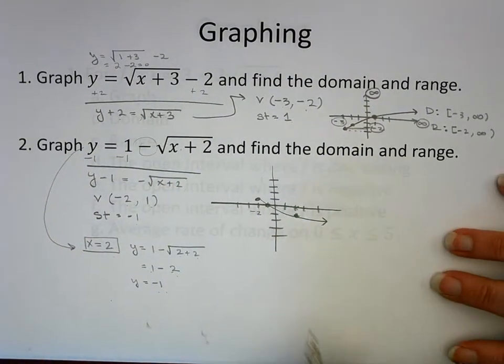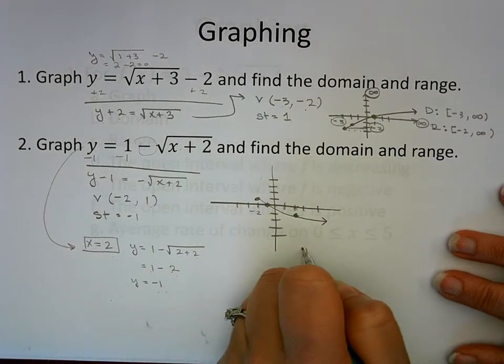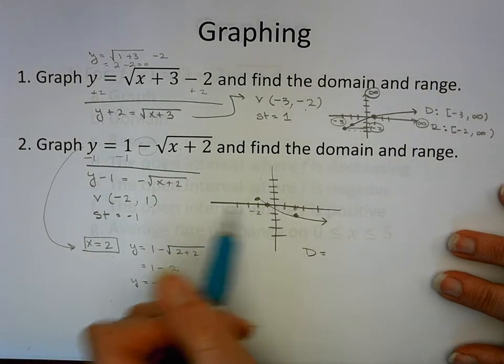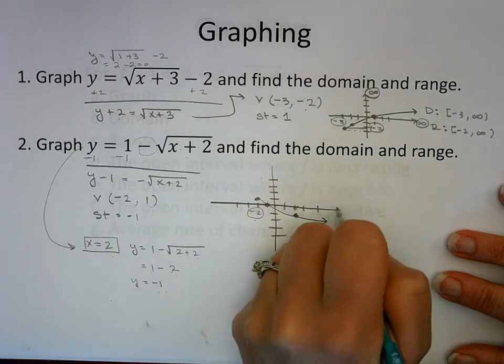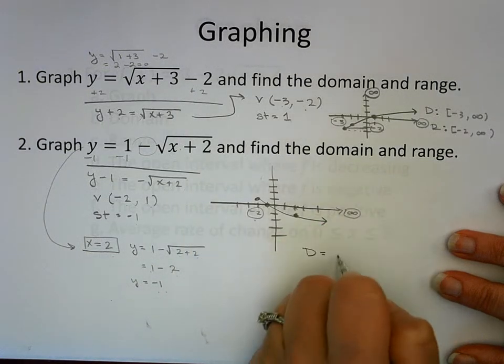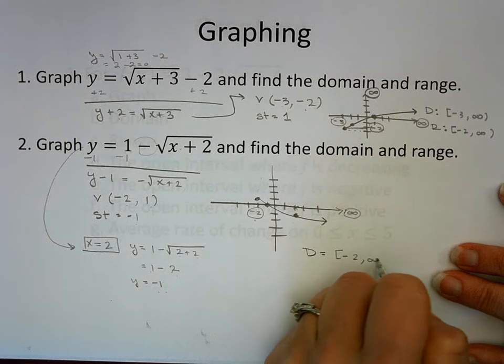So domain and range. So how far left I go? So I go to the left, -2, forever to the right, so positive infinity. So my domain is -2 to infinity.